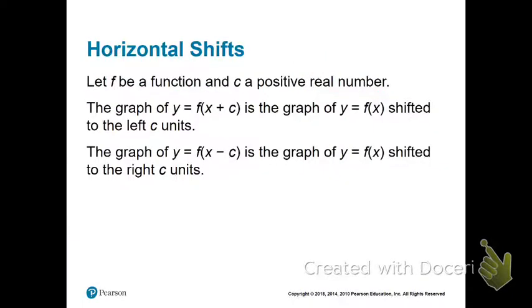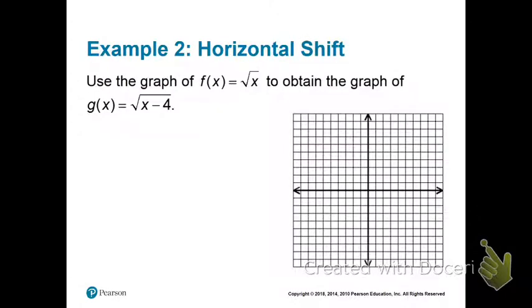All right, again, this is in that big group of notes that we talked about at the end of part 1. So example 2 says use the graph of f of x equals the square root of x to obtain the graph of g of x equals the square root of x minus 4. So first thing is our parent function is the square root of x. And so we're going to go pull that table.